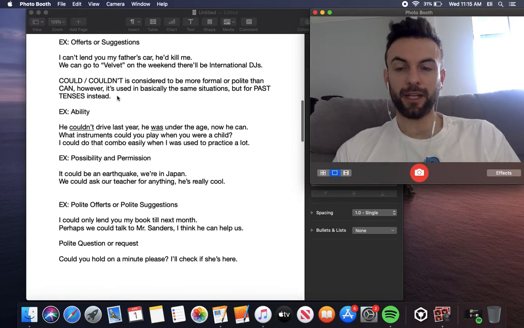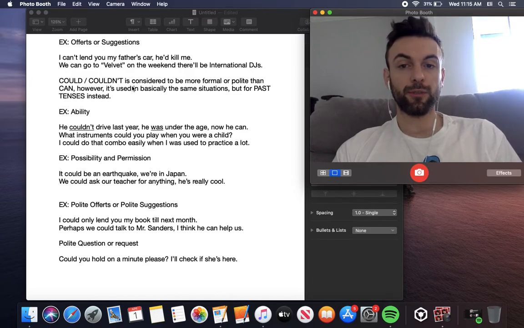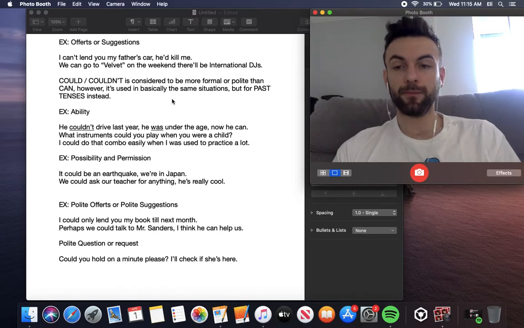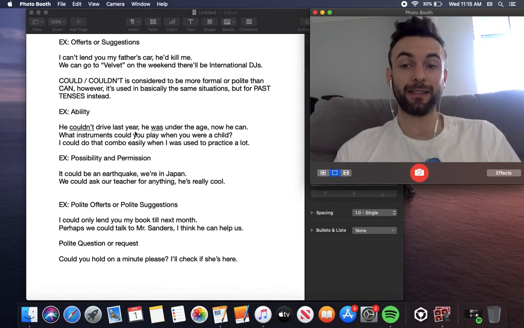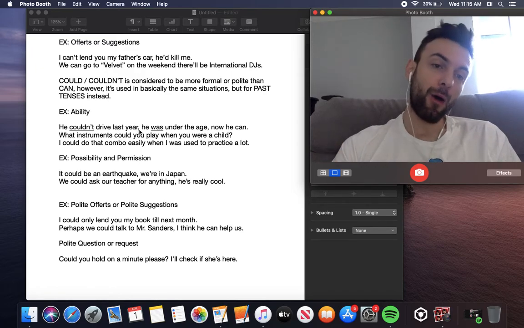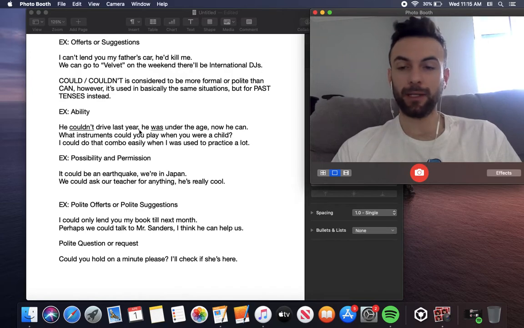Let's go for one more section here. Could and couldn't. They are considered to be more formal or polite than can, the more educated forms. However, they are used basically in the same situations, but for past tenses instead. Examples of ability here. He couldn't drive last year. He was under age. Now he can. You see the relation, present, past, present right there.